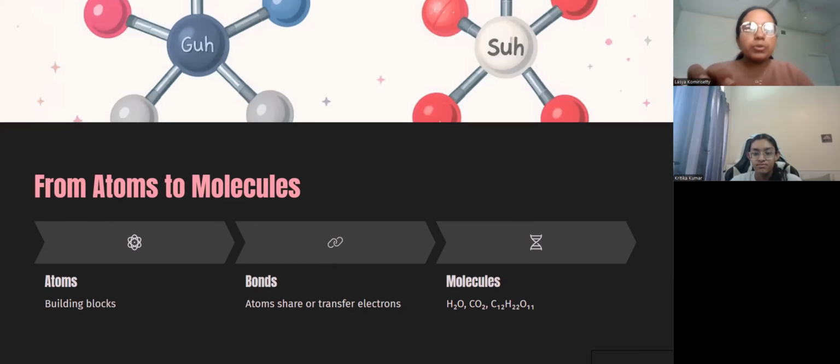So, for example, in here we have some molecule examples. We have H2O, CO2, C12H22O11. This is a really big one and it's really complicated. But it's as simple as these when you actually look at them, like how atoms share or transfer electrons to combine with one another. So what I mean by this is let's take H2O, for example, right?